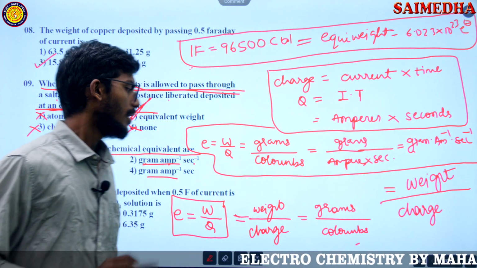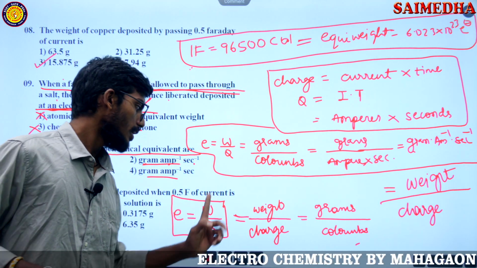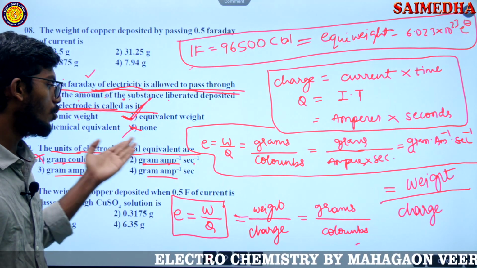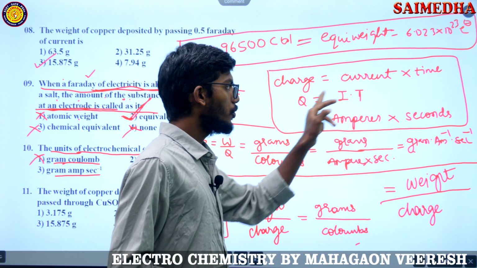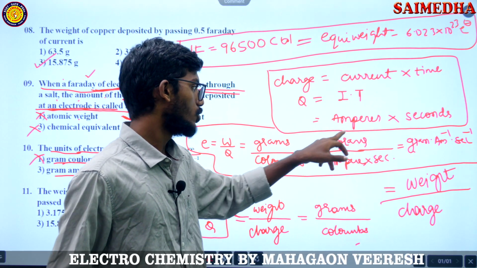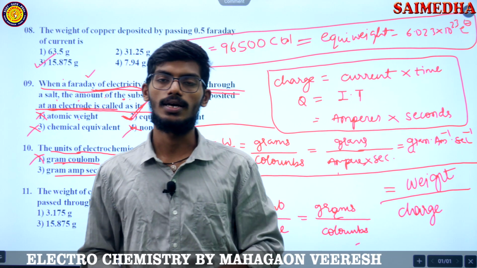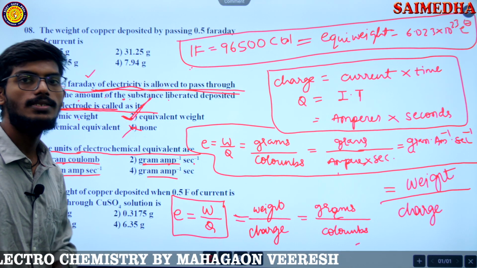Just simple. E is equal to W by Q. W is weight, units are grams. Q is charge, units are coulombs. But here there is no coulomb. So we know coulombs means what? Charge is current into time. So Q is equal to I into T, amperes into seconds. That is the charge. So substitute ampere into seconds here. So ampere inverse, second inverse. That's it. Very simple.